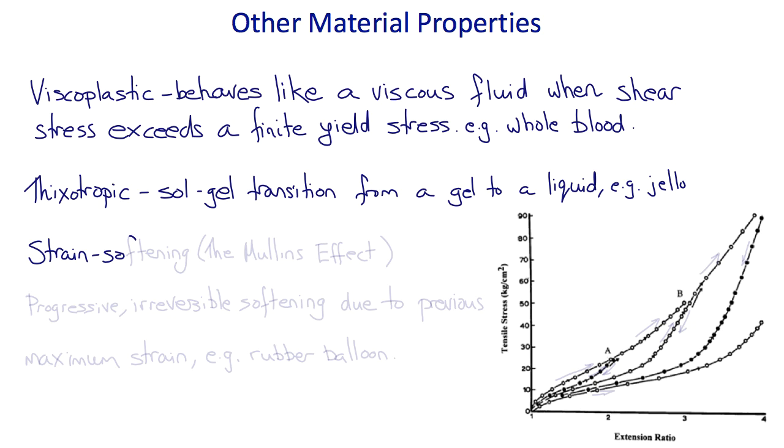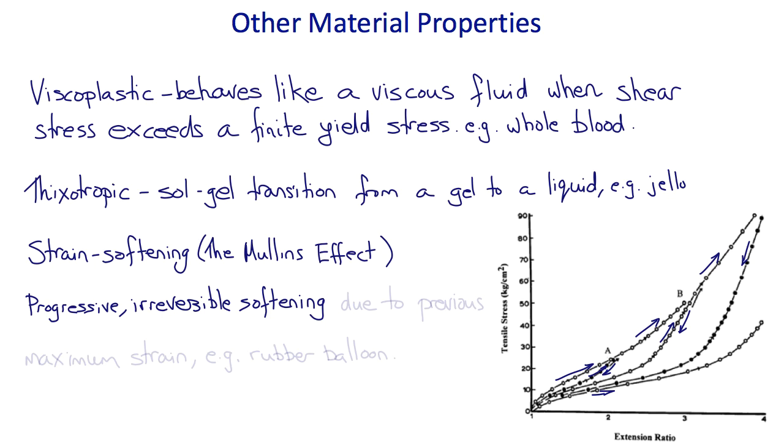Strain softening, or the Mullins effect, is a property that's common to many polymer materials, including many biological tissues. This is a property where a material is permanently softened, or softened for a long time, after it reaches a new, previously unexperienced maximum load. So progressive, irreversible, or nearly irreversible softening occurs. An example of this is a rubber balloon, which the first time you blow it up is much harder than the second and subsequent times.